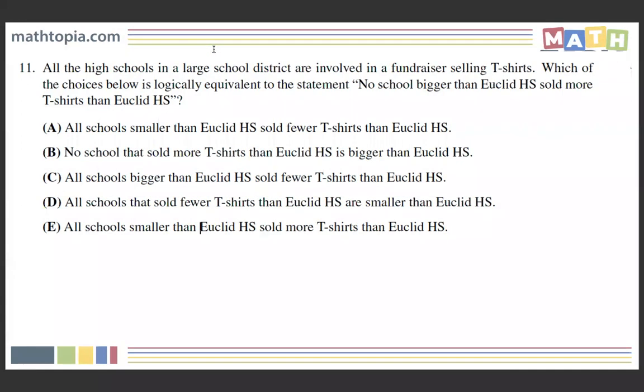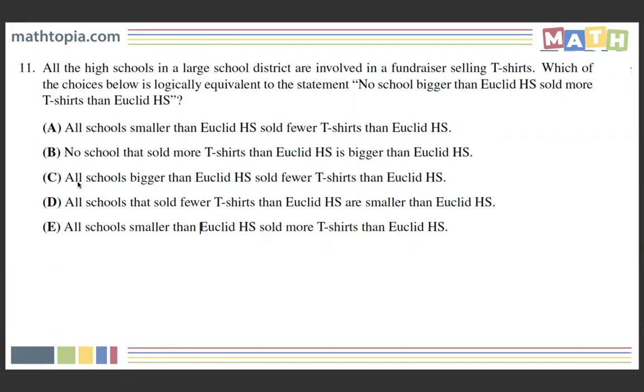Okay, so this is a question about logic statements, right? So what we need to do is go through each of these statements and conclude whether or not the statement is logically equivalent to the original statement. So let's try doing that. Okay, so let's look at A. All schools smaller than Euclid HS sold fewer t-shirts than Euclid HS.